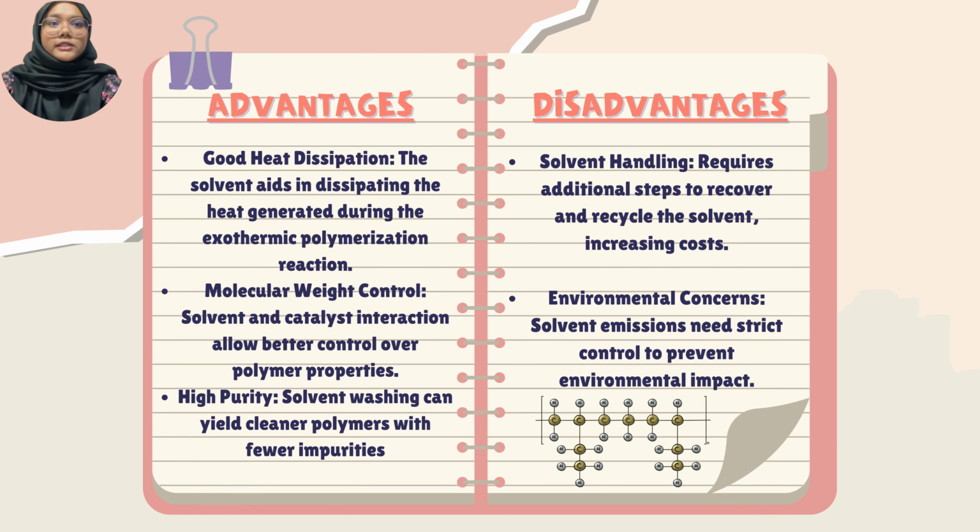Here are the advantages and disadvantages of solution polymerization. For the advantages, first, good heat dissipation. The solvent aids in dissipating the heat generated during the exothermic polymerization reaction. Other than that, molecular weight control. Solvent and catalyst interaction allow better control over polymer properties. Lastly, high purity. Solvent washing can give cleaner polymers with fewer impurities.